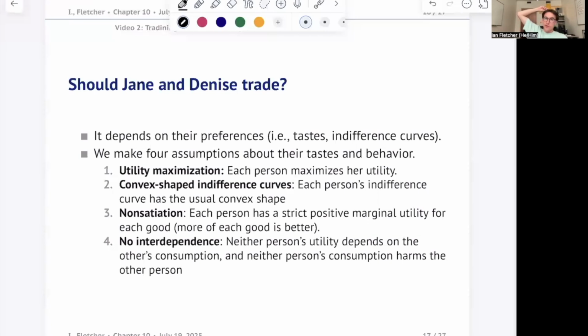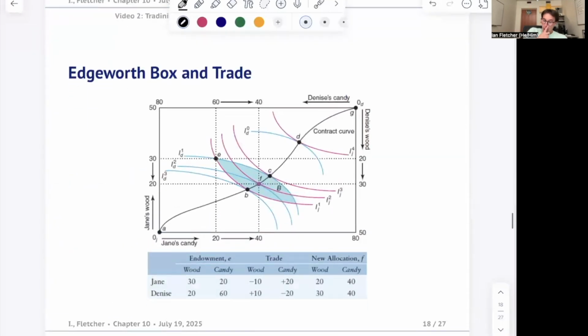They also have non-satiation, which means that each person has a strictly positive marginal utility for each good. So that means that both goods are normal for them, and it means that they don't get tired of one good compared to the other. And there's going to be no interdependence. So neither person's utility depends on the other person's consumption, and neither person's consumption harms the other person. So there's going to be no pollution that occurs. And so there are only going to be positives from this consumption.